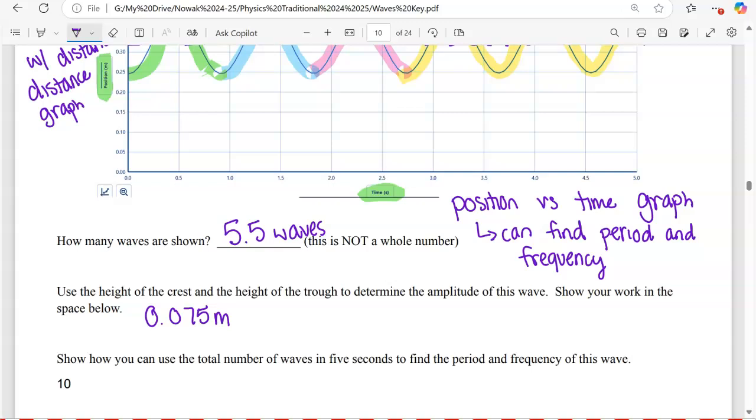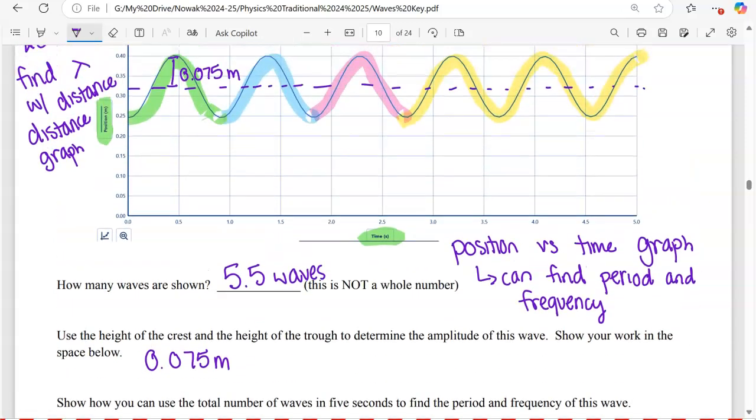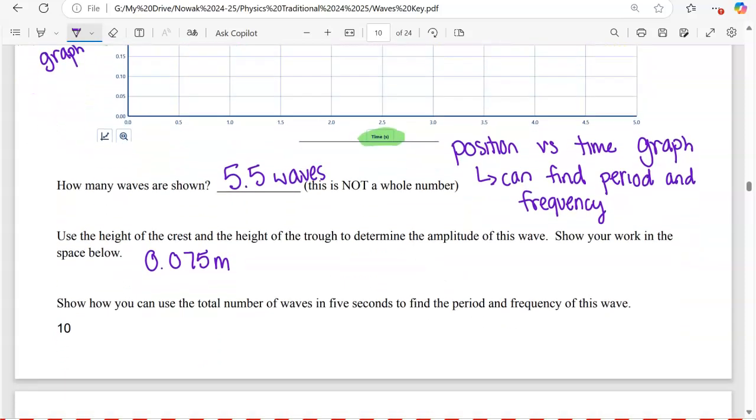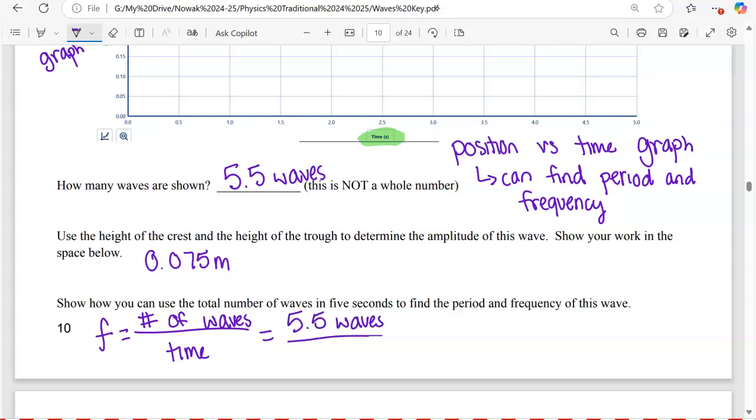Okay, so show how you can use the total number of waves in 5 seconds to find the period and the frequency of the wave. We counted 5.5 total waves. First thing I'm going to find is the frequency, because I know that's number of waves divided by time. I have 5.5 waves in 5 seconds. If I throw that in my calculator, I end up with 1.1 hertz.